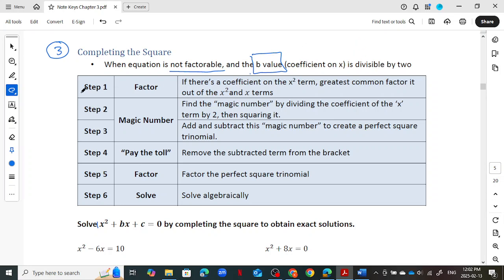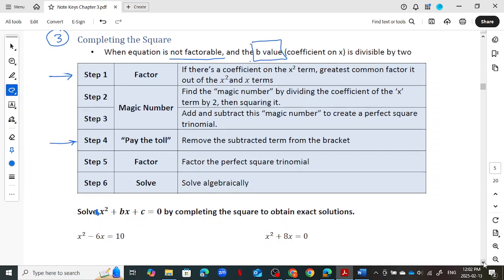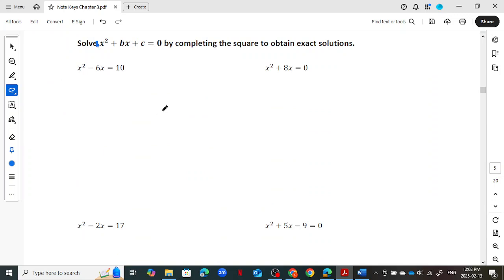In the completing the square process, it is a 4-step process, but we're going to start by cutting out steps 1 and 4 just to make things easier. And so we're going to make it a 4-step process by only factoring or solving by completing the square for questions that have a coefficient of 1 in front of the x squared term.